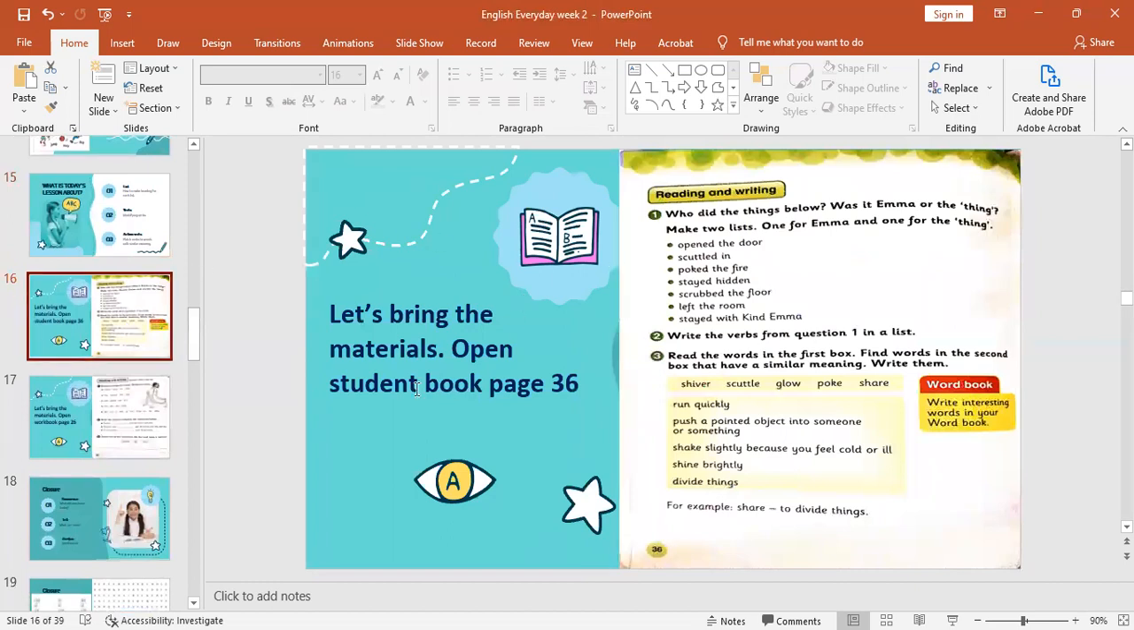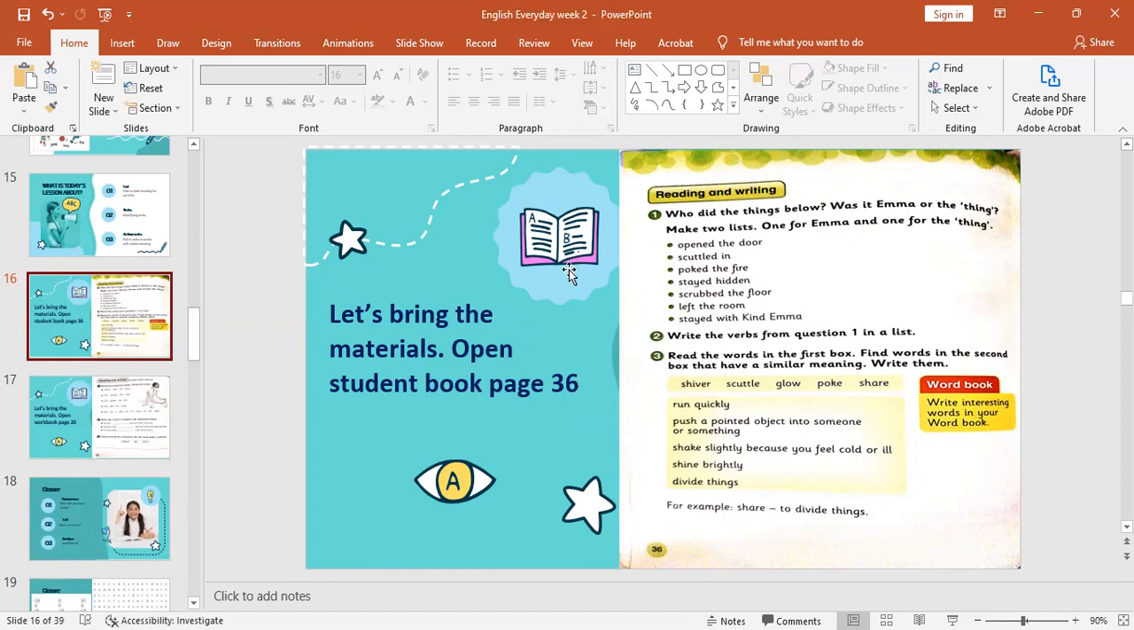Now let's go into what we have proper. Can we open the student book page 36? Sorry about that, I didn't tell us our resources for today. We're going to be using the student book, the workbook, and the notebook. So have your notebook, your student book, and your workbook, with your pencil and your eraser.